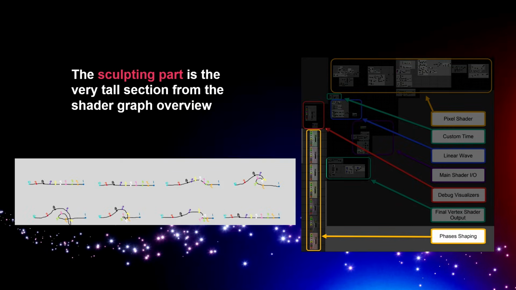Yeah, so how do we do this in real life? The sculpting of the cross-section part is that very tall section of the shader graph overview, the one on the left. This is where the phase shapes, the ones that we've seen a couple of times and that we see here again, are being generated. So let's have a closer look at just one of them.